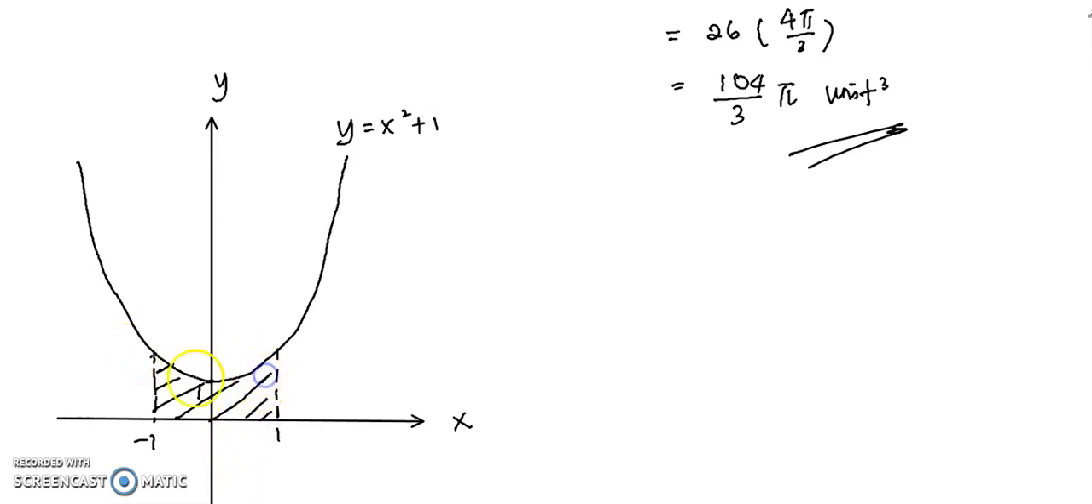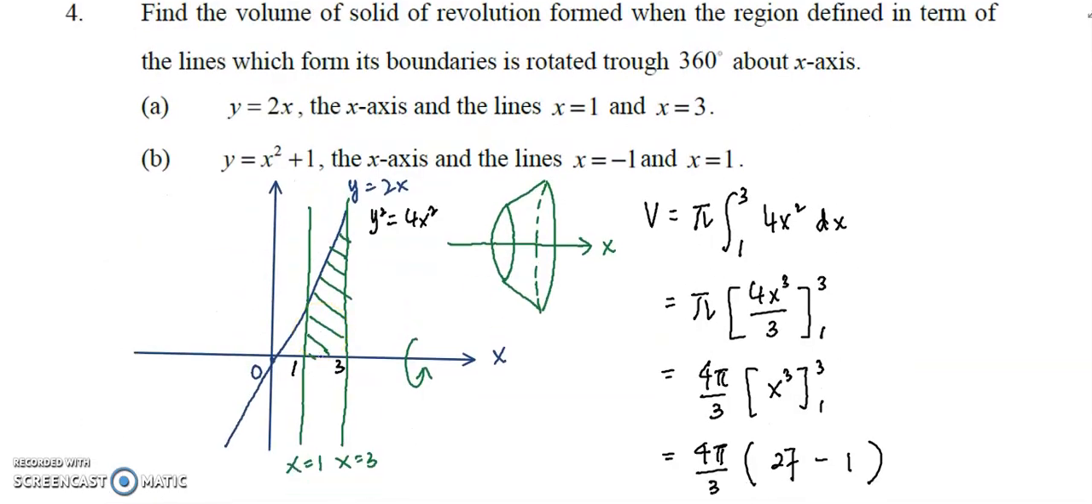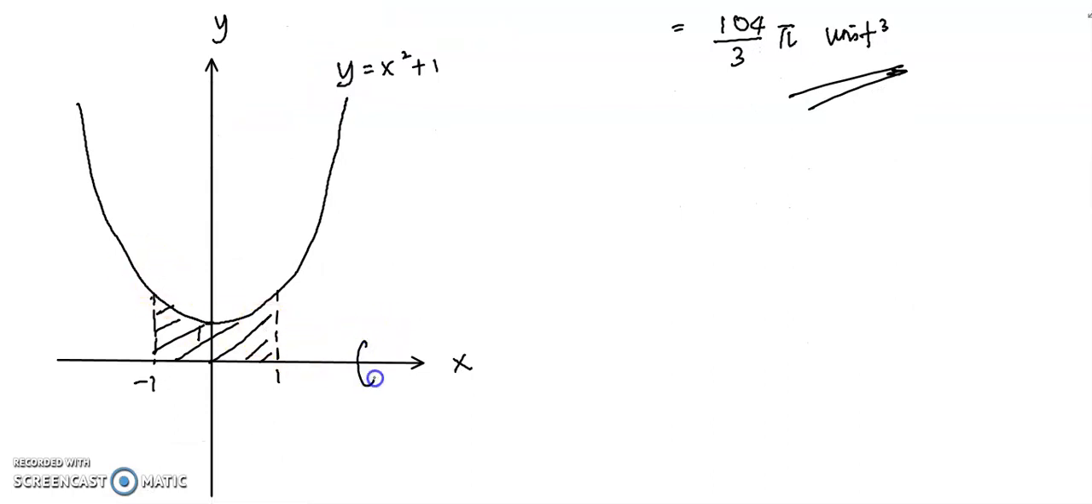This region is bounded by the curve, the x-axis, x equals negative 1, and x equals 1. So if this region is rotated about the x-axis, what kind of solid can we get? I'll sketch here so that you can see roughly what solid we can form. You will get something like that. And this is the axis of rotation. So if this region is rotated about the x-axis, you will get something like that, the solid.